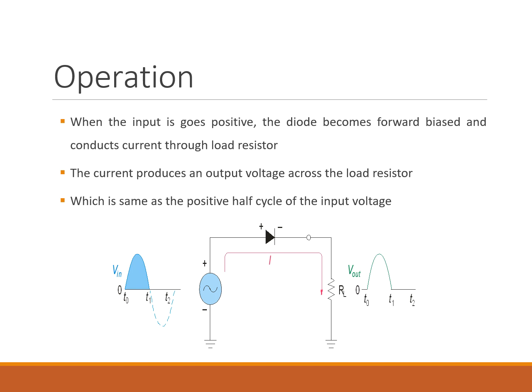And then what happens to V out? Well, the current produces an output voltage, V sub out, across the load that matches the shape of the positive half of that input AC sine wave. And that's how simple it is.